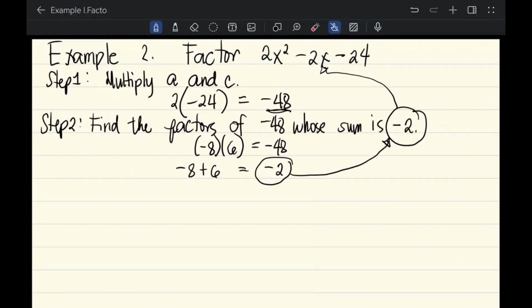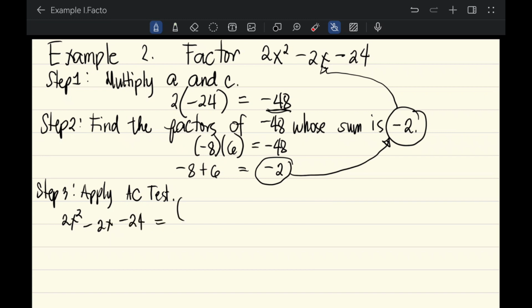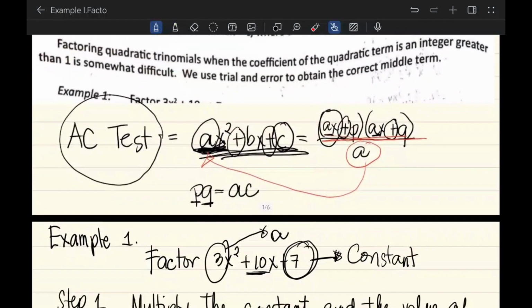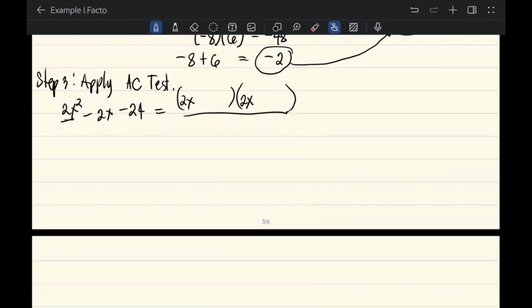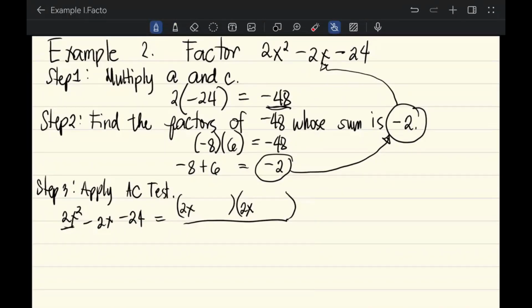So, copy the given. We have step 3. Write this so we do not forget. Apply AC test. We have here 2x squared minus 2x minus 24 is equal to the factors divided by the value of a. So first, write 2x on both factors. And since our denominator is a, let's write the value of a. The value of our a here is 2. So just 2 here on the side.